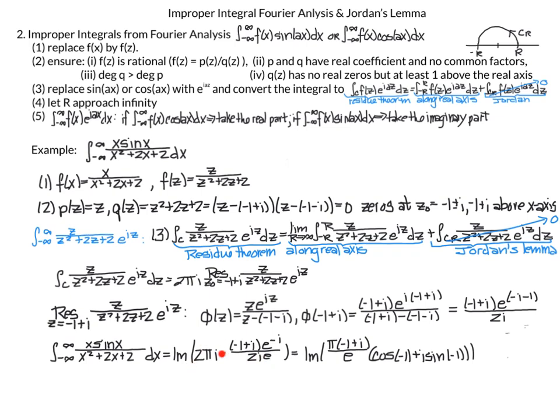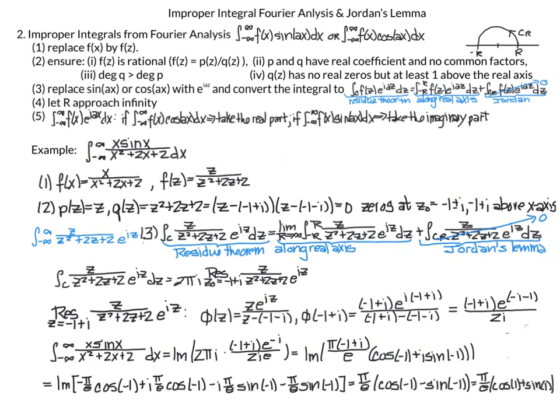So this 2 and this I cancel out, so we get the imaginary part, and I have my pi, I have my minus 1 plus I over e, and then my e to the minus I, using Euler's formula, becomes cosine of minus 1 plus I sine of minus 1. I multiply this out, and then when I take the imaginary part, I'm left with pi over e times cosine of minus 1 minus sine of minus 1.